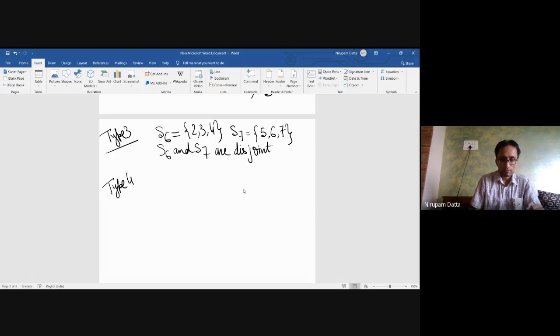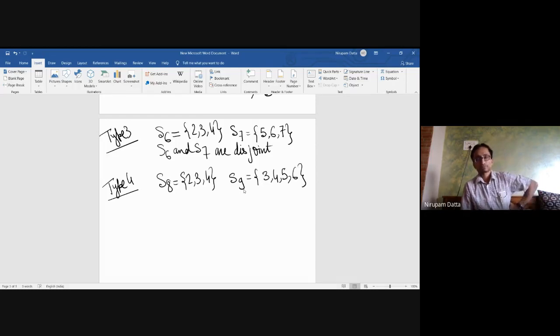Type 4. S8 = {2, 3, 4}, S9 = {3, 4, 5, 6}. So in this case, first of all, S8 has 3 elements and S9 has 4 elements. So anyway, these two sets are not equal. So the type 1 relationship is rejected.